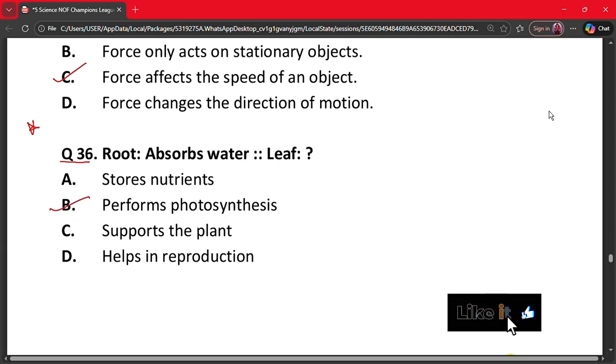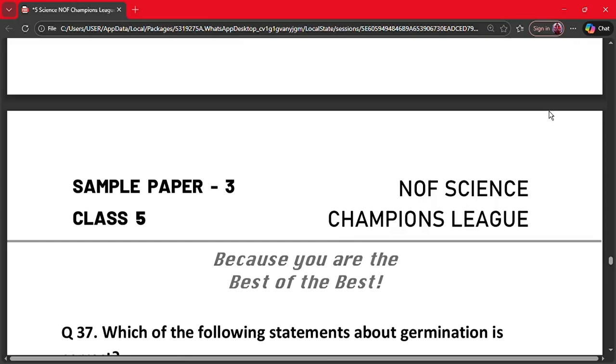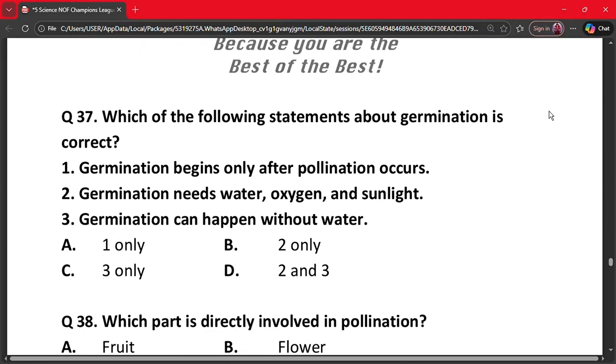Performs photosynthesis. Leaves contain chlorophyll, which makes food using sunlight, so it performs photosynthesis. Let's move on to the next question. That is question number 37. Which of the following statements about germination is correct? 1. Germination begins only after pollination occurs. 2nd. Germination needs water, oxygen and sunlight.